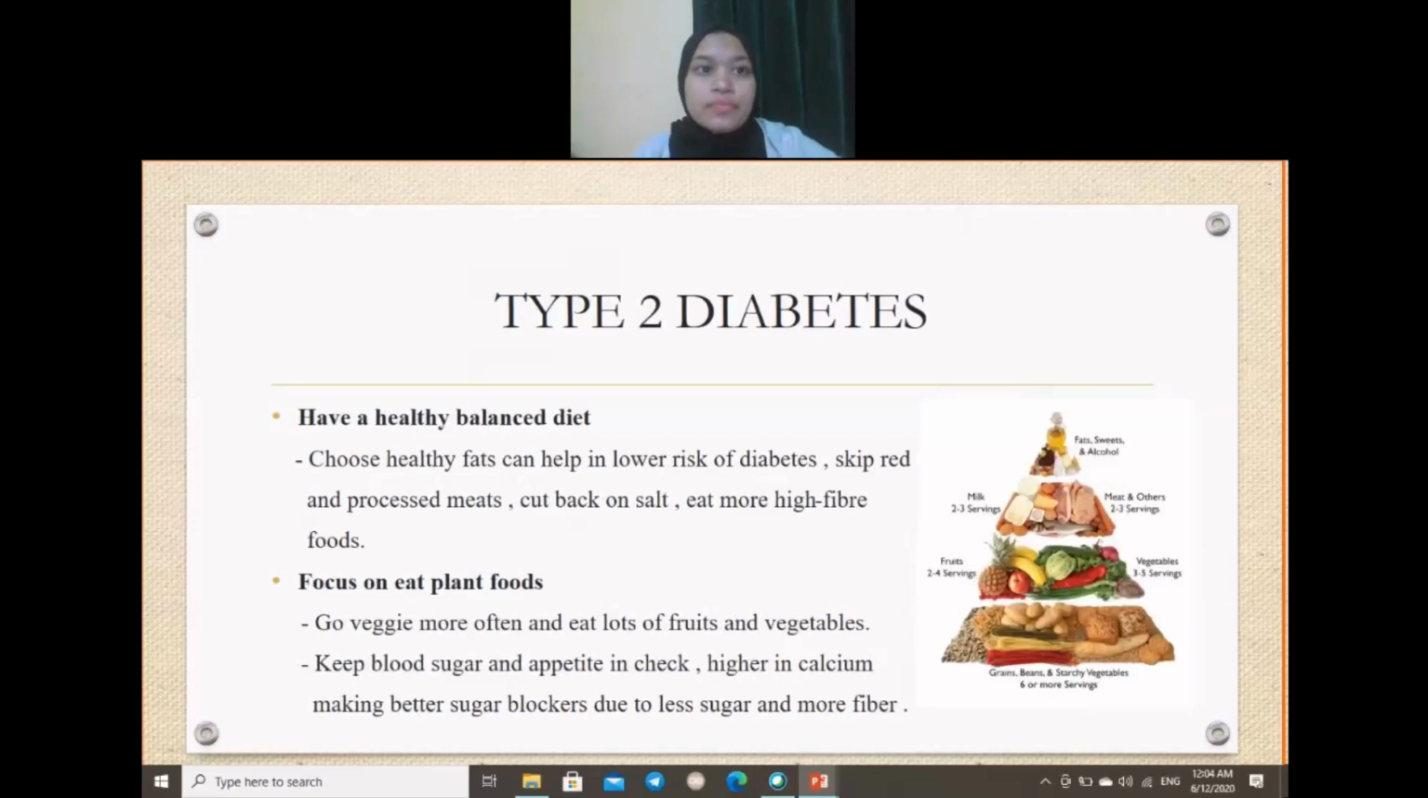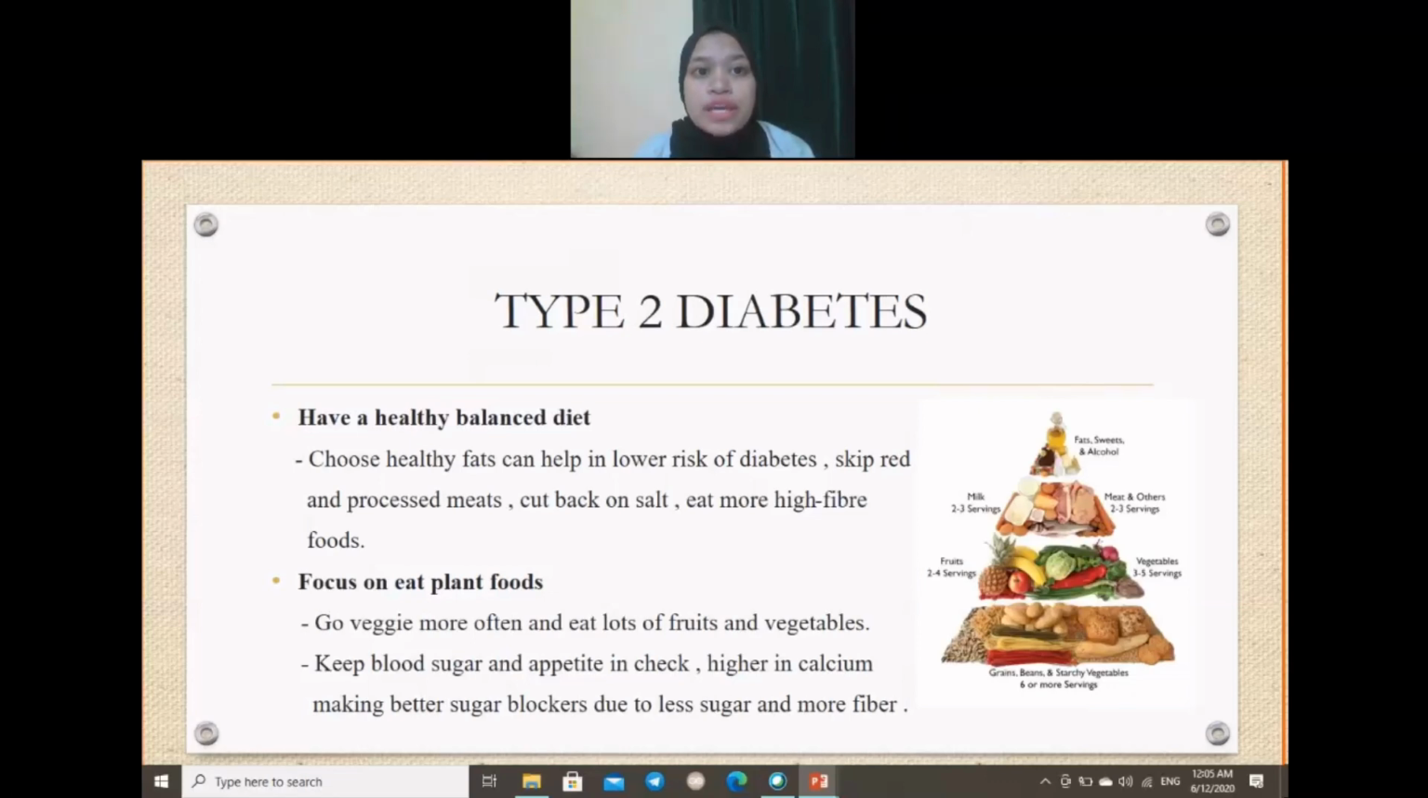Next, have a healthy, balanced diet. For example, you can choose healthy fats, so it can help lower your risk of diabetes. You need to skip red and processed meats. Also, you can eat more high fiber foods. Other than that, it's so important to focus on eating plant foods. You need to go veggie more often as you can eat lots of fruits and vegetables, so it can keep blood sugar in check.